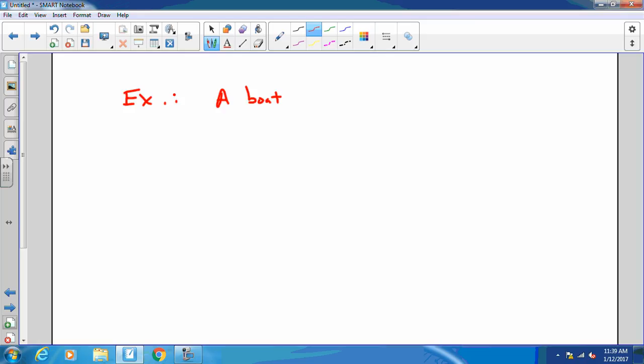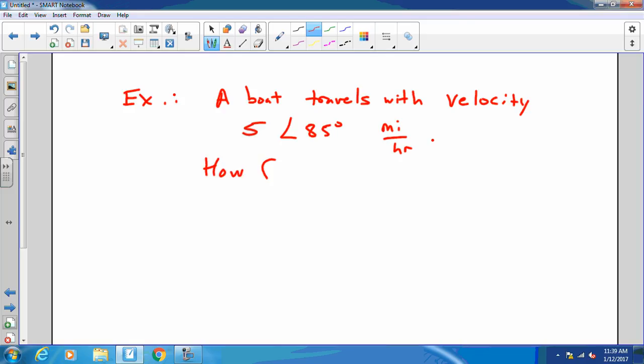A boat travels with velocity 5 miles per hour at an angle of 85 degrees. How far east will it go in 2 hours?